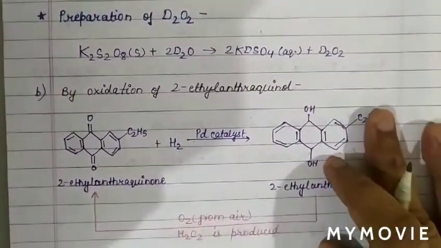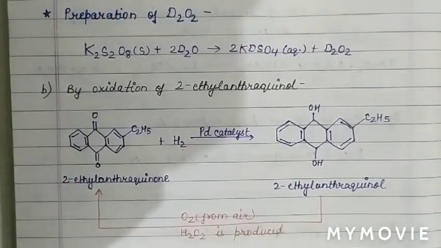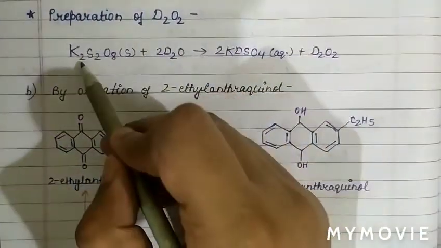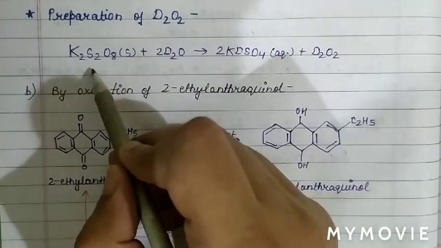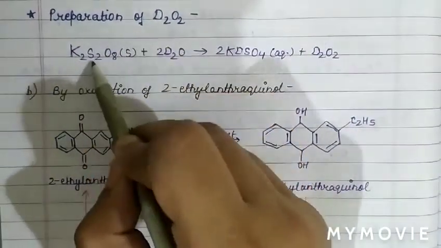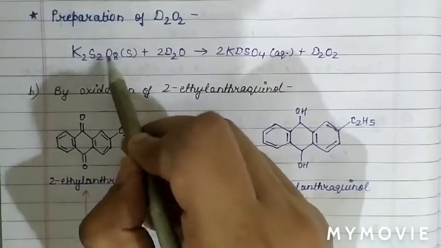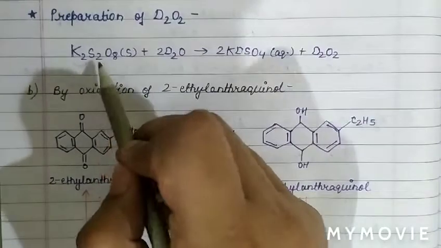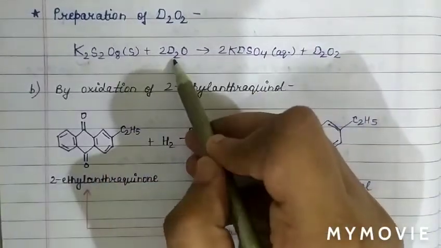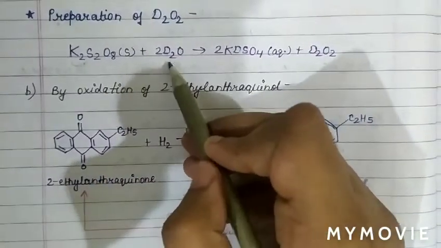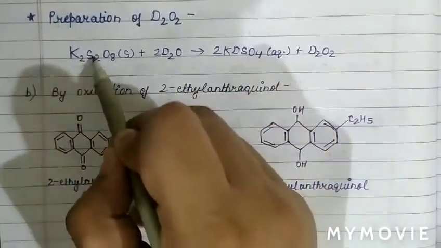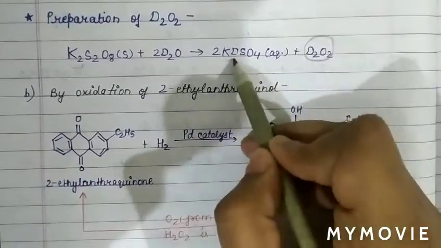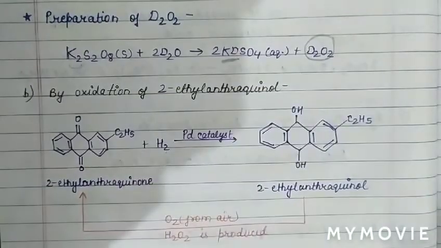Now see the preparation of D2O2. D2O2 is prepared by the same method we use for the preparation of H2O2. We use K2S2O8, peroxodisulfuric acid, where instead of hydrogen H we use K here, and instead of water we use D2O, which is heavy water. When heavy water reacts with K2S2O8, it forms D2O2, deuterium peroxide, and the byproduct is K2SO4.